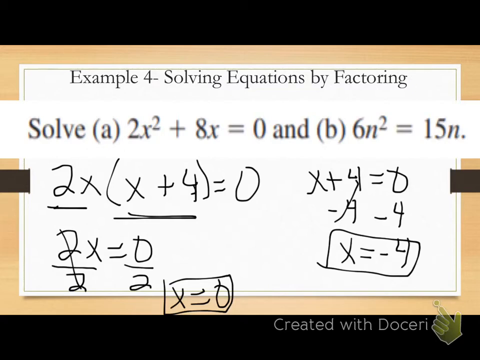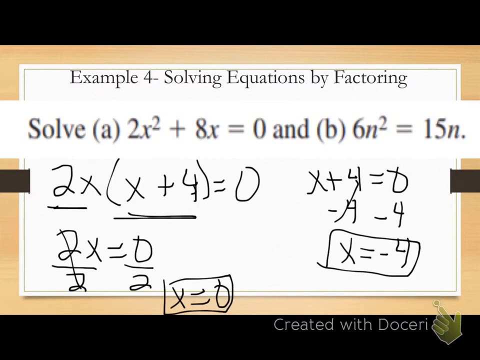Does that make sense? So if I plug 0 in up here to my original, I should get 0 out of it. So what's 0 squared? 0. What's 0 times 2? 0. What's 8 times 0? What's 0 plus 0? 0. I know 0 is a solution. That's crazy. Okay? Plug negative 4 in.